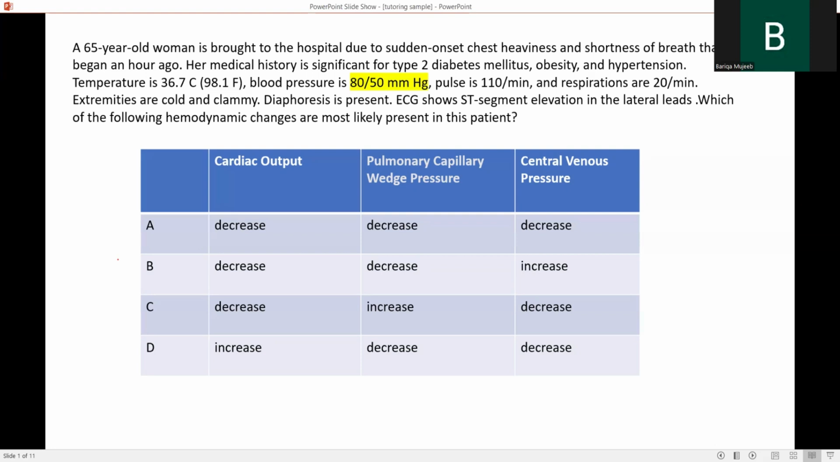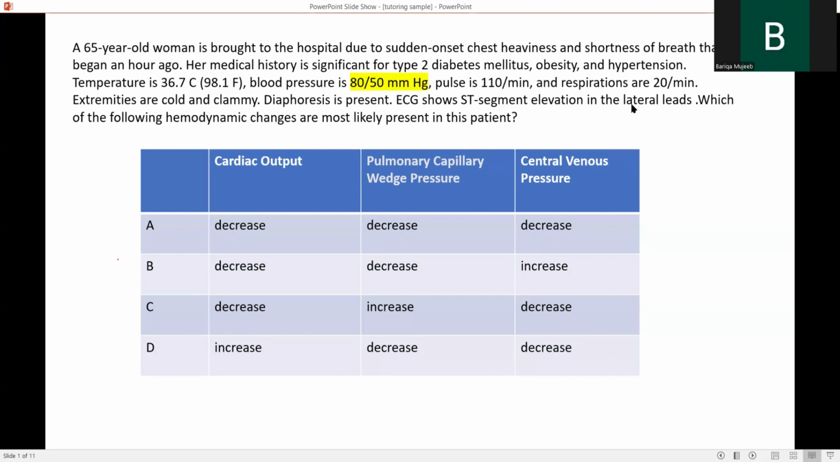In this question, a 65-year-old woman presents with sudden onset chest heaviness and shortness of breath for an hour. Her medical history is significant for type 2 diabetes mellitus, obesity, and hypertension. Temperature is 36.7, blood pressure is 80 by 50, and pulse is 110 per minute. Respirations are 20 per minute. Her ECG findings are ST elevation in the lateral leads.